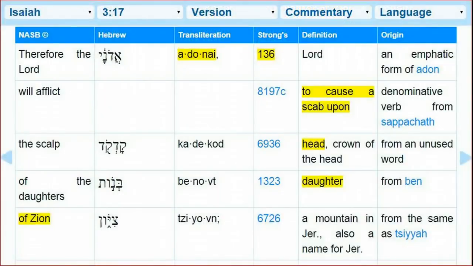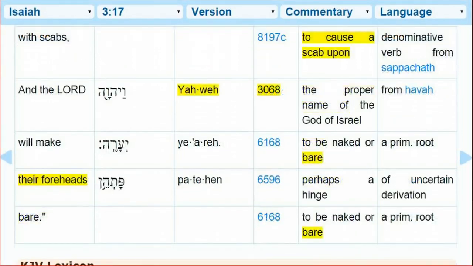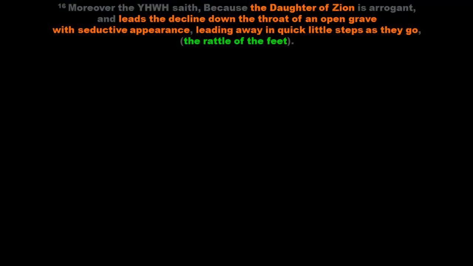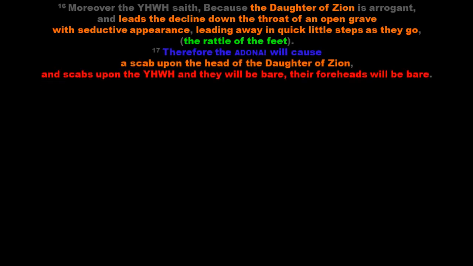And then notice in verse 17, the word that was translated as Lord is actually word 136, which is Adonai. So the lexicon says, Adonai will cause a scab upon the head of the daughter of Zion, and cause a scab upon Yahweh, and they will be bare, their foreheads will be bare. And we'll find confirmation of that later. So we'll put that here. Therefore the Adonai will cause a scab upon the head of the daughter of Zion, and scabs upon the Yahweh, and they will be bare, their foreheads will be bare.